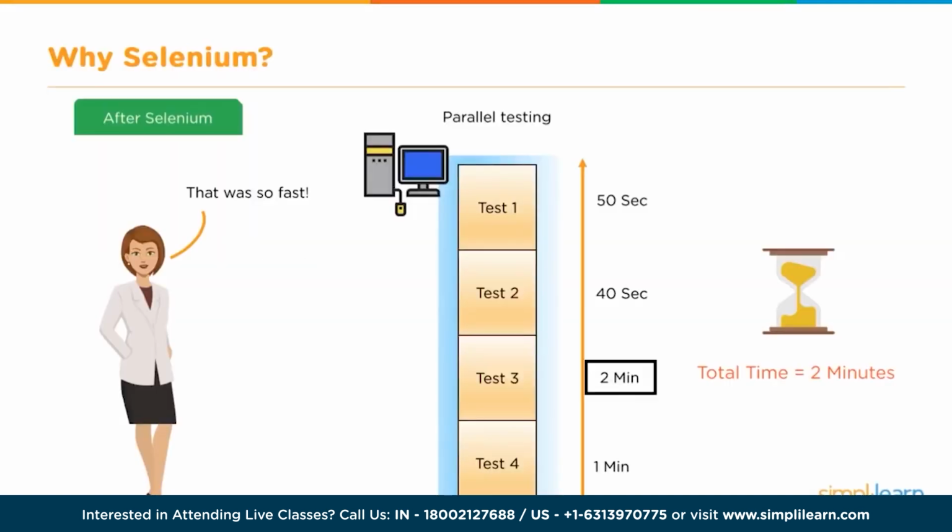With Selenium, you're actually able to do parallel testing. So instead of looking at the amount of time it would take to actually run a test and run the test sequentially, the length of time to actually run your test is based on the length of the longest running test, of which in this example, the longest running test is 2 minutes.